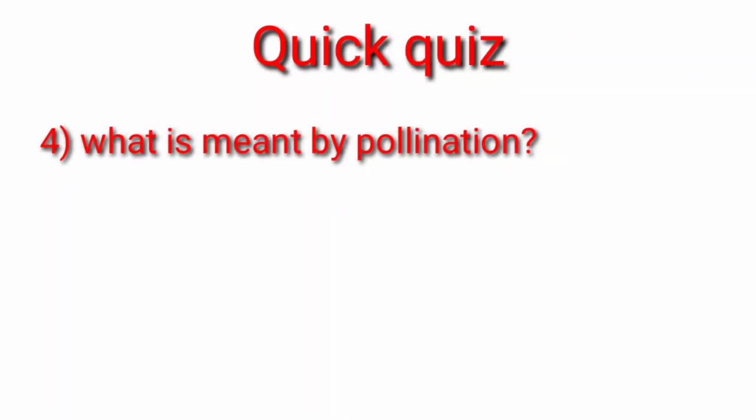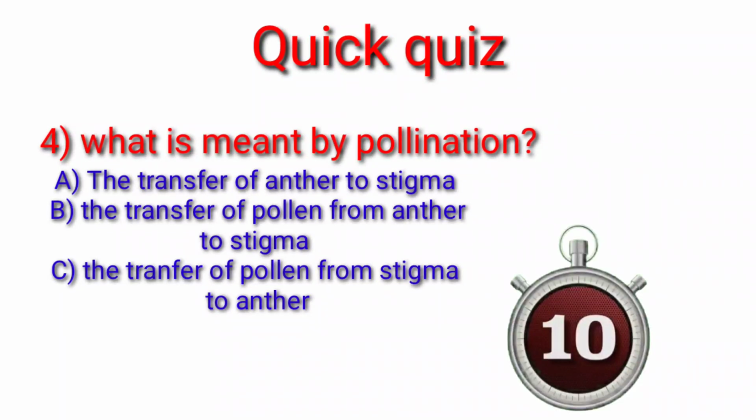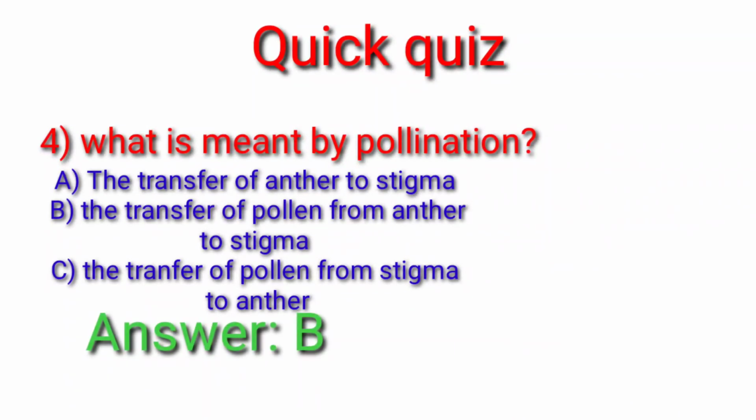Question number 4. What is meant by pollination? Option A, the transfer of anther to stigma. Option B, the transfer of pollen from anther to stigma. Option C, the transfer of pollen from stigma to anther. The answer is B.